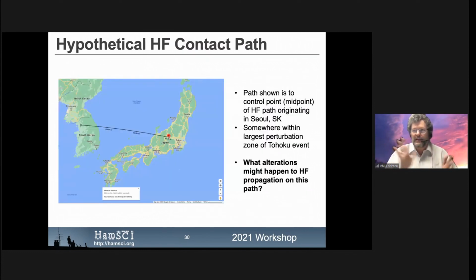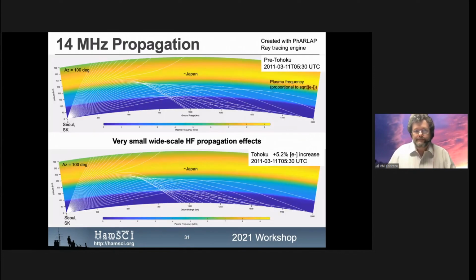So let's just, again, conclude this with a thought experiment. I'm going to assume there's someone in Seoul, South Korea, who is transmitting pretty much due east, and I'm going to put the midpoint of that contact point over Usuda, somewhere within the largest perturbation zone of the Tohoku event, as I showed you from the paper that Attila published earlier. What happens to HF propagation? I'm going to use the FarLap ray tracing engine here.